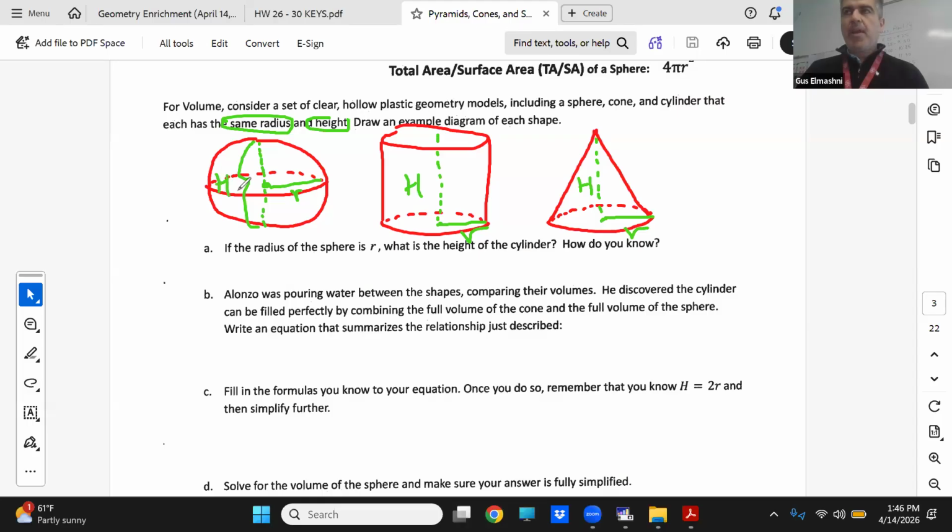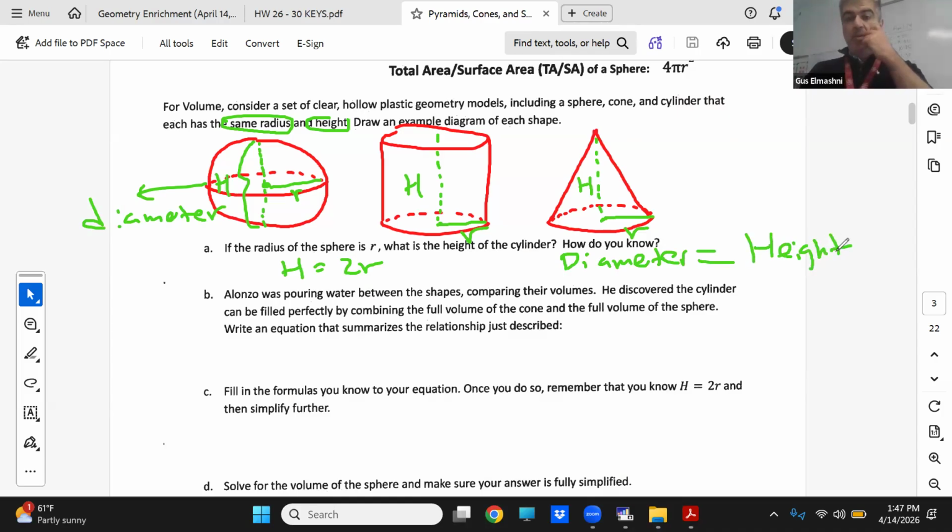What do we really call that when you connect end to end, not circumference, diameter, right? So this is just like the diameter, right? And the diameter is how many times the radius? Twice. Good. So H equals 2R. How do you know? Because the diameter will equal the height. That's how I know. Because we did it on purpose, right? You're told to do that on purpose to consider that.